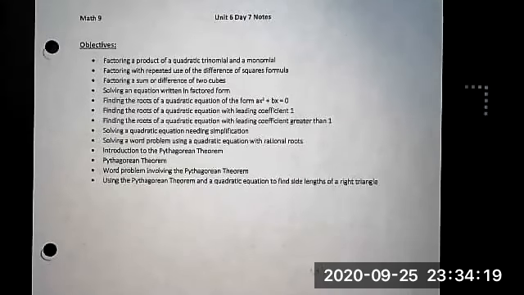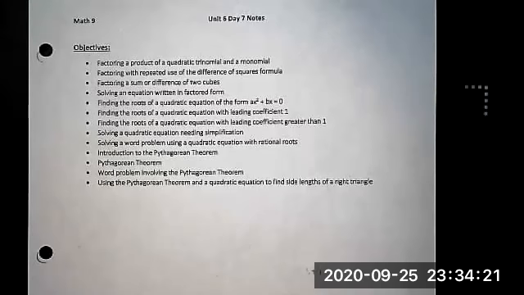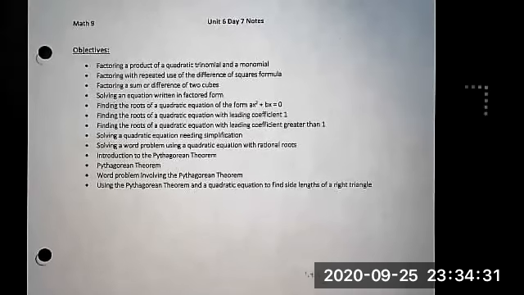All right, Unit 6, Day 7 notes. Again, we're deep into factoring and we're moving forward from it. This is actually the last day before our review for this unit.